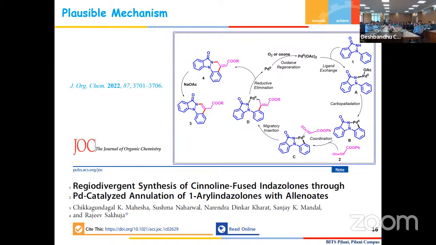And this leads to the formation of a 5-membered palladacyclic intermediate B, which upon coordination and migratory insertion forms an 8-membered palladacyclic intermediate D, and it ultimately leads to reductive elimination to form this exocyclic compound, which in the presence of sodium acetate leads to a more stable product, which is 3. If we don't use sodium acetate, the major product obtained is compound O, which is the compound containing the exocyclic double bond.